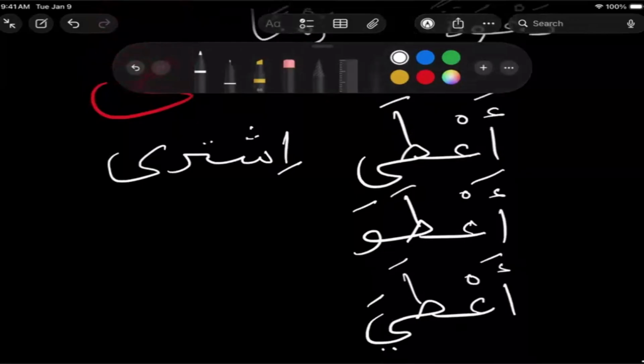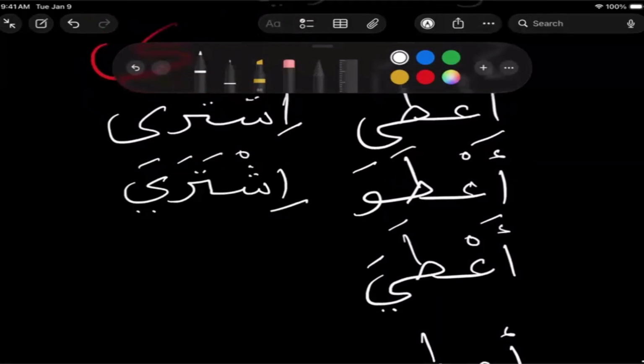For اشترى, it was in origin اشترى, because past tense verb always ends with fatha. اشترى. Then the ya flipped into an alif, so it became اشترى.